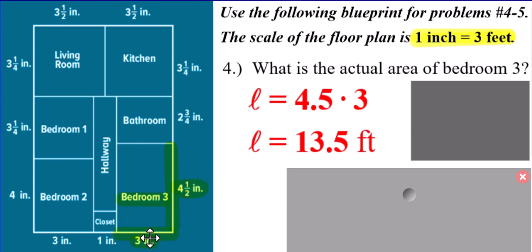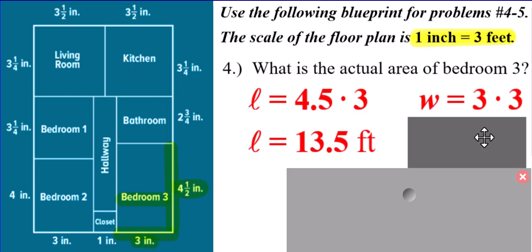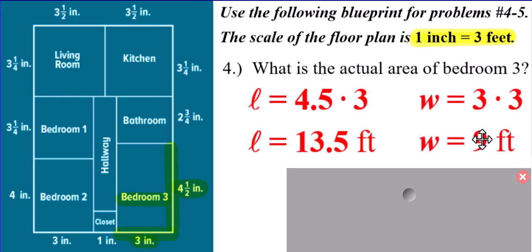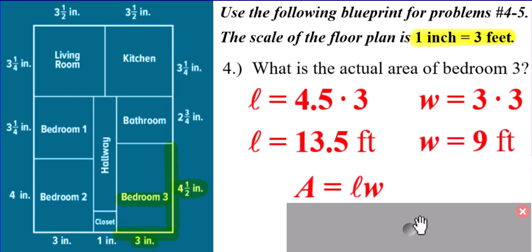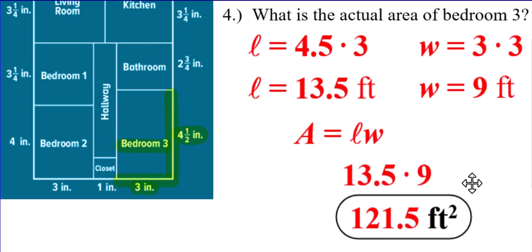For the width, 3 inches on the drawing, but we have to take that times 3 because 1 inch equals 3 feet. So 3 times 3, don't need a calculator for that. The width is 9 feet. So length times width, we're going to take 13.5 times 9, giving us an area of 121.5 square feet. Ladies and gentlemen, do you have square feet as your unit of measure?